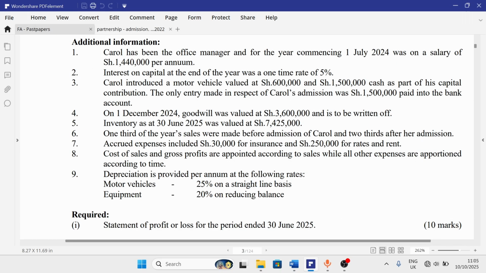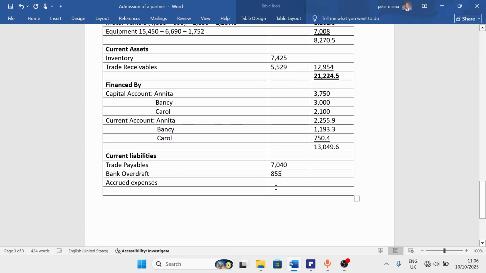And then remember we also had accrued expenses in the additional information. That was number 7. We were told that accrued expenses included 30,000 for insurance and 250 for rates and rent. So we are going to take 30 and add it to 250. That will give us 280. So accrued expenses, we are going to have 280. So now we are going to add the current liabilities. So 7040 plus 855 plus 280, that is giving us 8175.